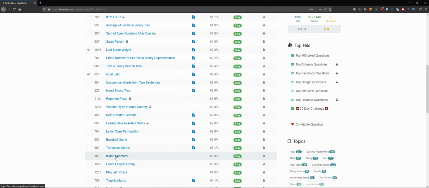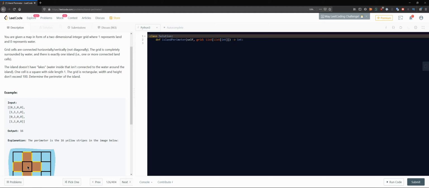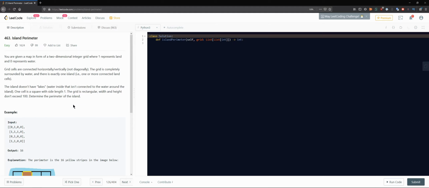Island perimeter. Let's see what that's about. So 463, island perimeter. All right. You are given a map in form of a two-dimensional integer grid, where 1 represents land and 0 represents water. Grid cells are connected horizontally or vertically, not diagonally. So basically either like this or like this.